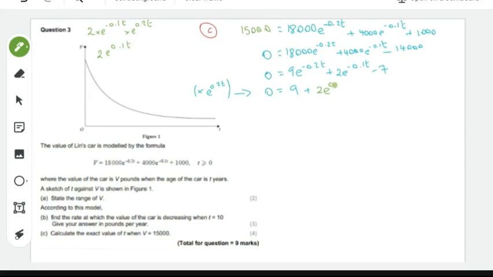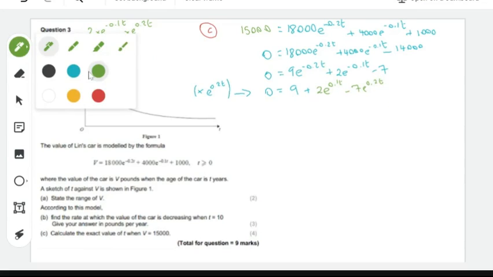And then would you also get minus 7e to the power... Oh, wait, no, you're dividing it. No, you're timesing it. So minus 7e to the power of 0.2t as well. That's it. Now we can see that we've got a quadratic. It's a bit clearer.